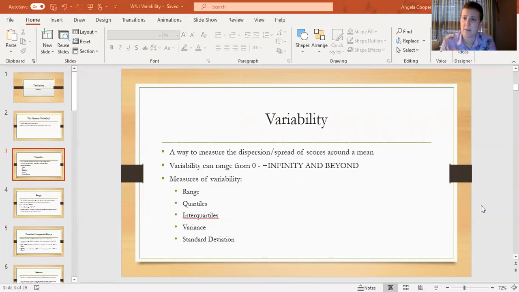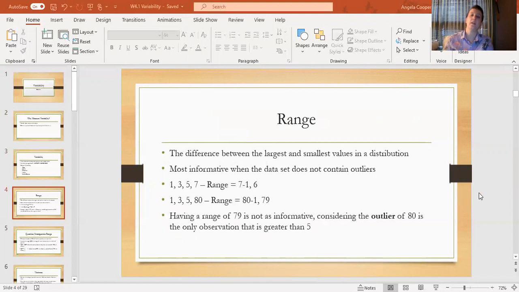So there are a few different measures of variability that I'm going to go over. We're going to pay the most attention to variance and standard deviation, but I'm still going to go over range and quartiles as well as interquartile range. So we'll start with range. You guys might be familiar with this. It's just the difference between the largest and smallest values in a distribution. So you look at the scores of a data set and you take the biggest one and subtract the smallest one. That is the range.